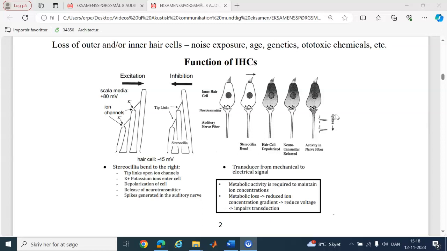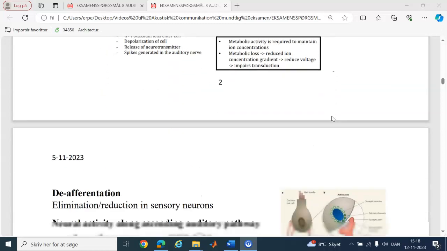Metabolic activity is required to maintain ion concentrations. Metabolic loss means a reduced ion concentration gradient, which means reduced voltage, and that impairs transduction. Okay, metabolic loss. Okay, didn't know.